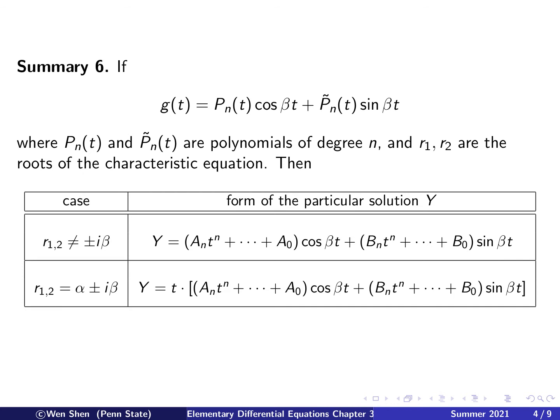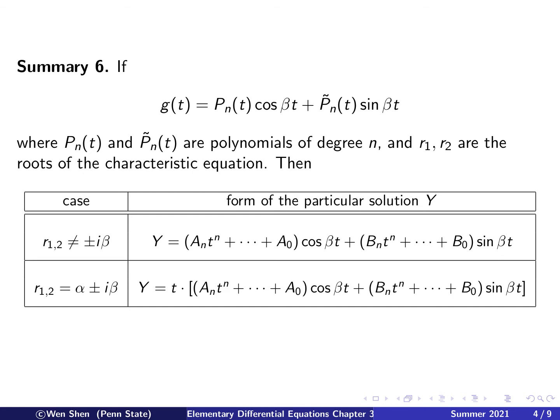Okay, so here is another case. We call it summary number 6. So in this case, g takes the following form. It's some given polynomial times cosine beta t plus another polynomial, possibly a different one, times sine beta t. So the beta here is the same, what's in front of the t is the same number. Okay? And one is a sine function, one is a cosine function, and they are multiplied by some given polynomials of degree n. Okay, so that's the source term.